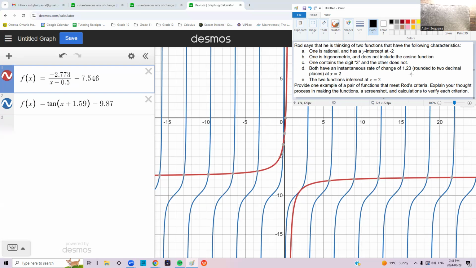Both have an IROC of 1.23. I showed you that in the other Desmos. Then both functions intersect at x equals 2. So you can put these two functions down as the pair of functions that meets Rod's criteria.